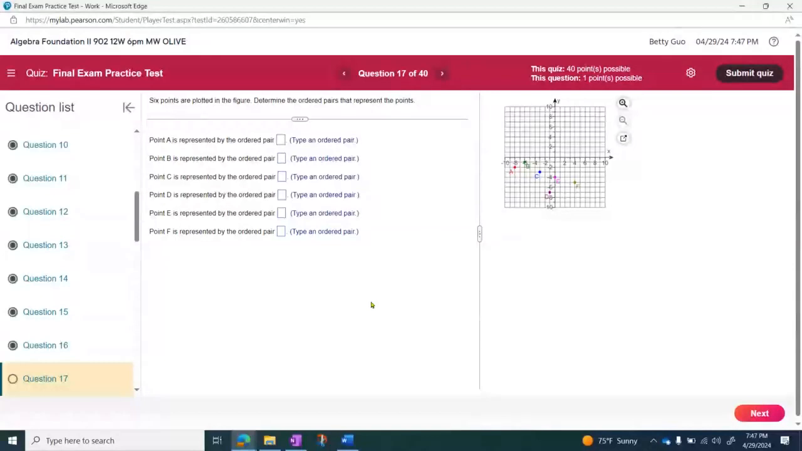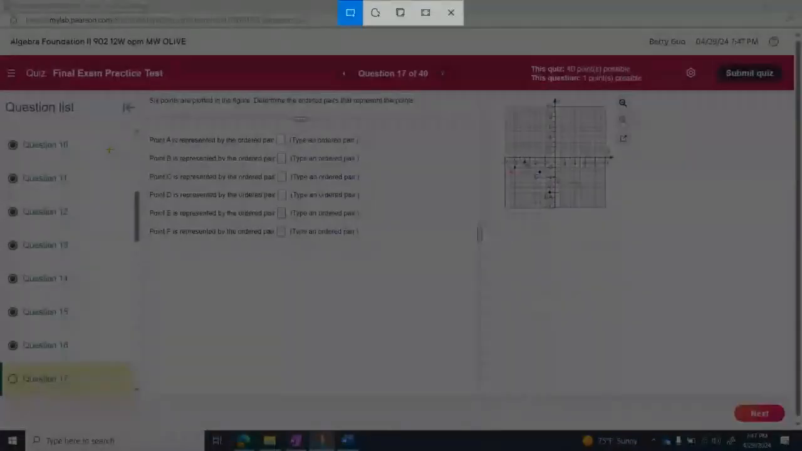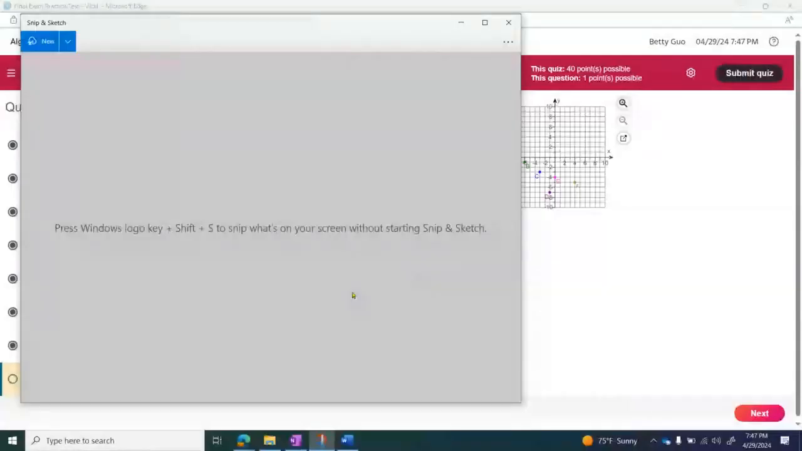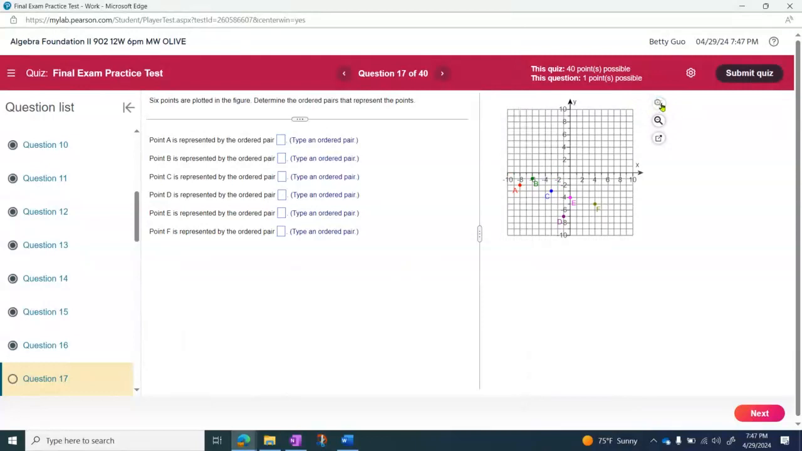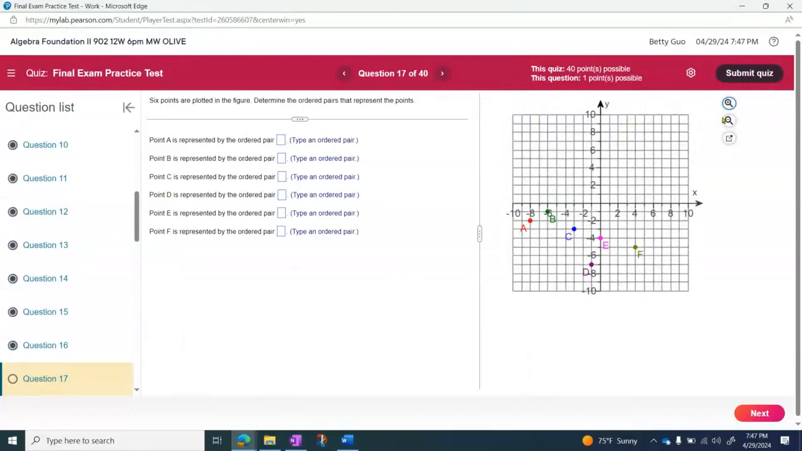Let's see this question, 6.2. Points. Okay, let me copy paste. Oh, actually we don't have to copy paste. This is just to type the ordered pair. I need to make it bigger.